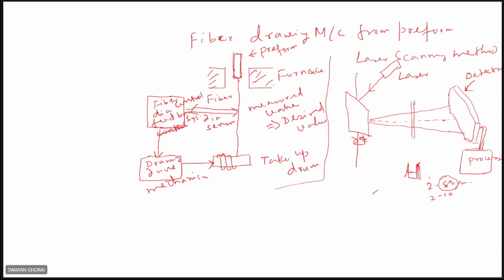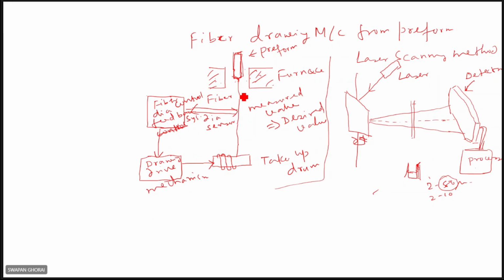Before that, let us see how the preform is used to draw the fiber. In this case, you see this is the preform that I just discussed. It can be made through an inside deposition process or an outside deposition process. This preform is then heated in this furnace. As I mentioned, when the glass is heated and pulled, a fiber can be made. Fiber is made by pulling, right?